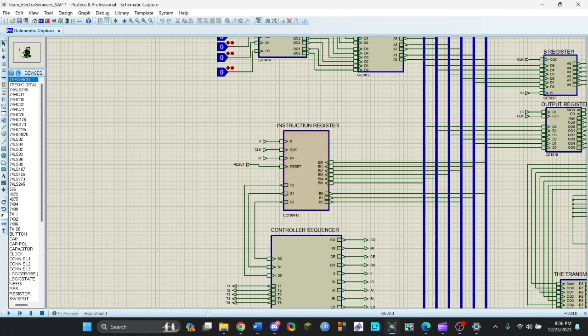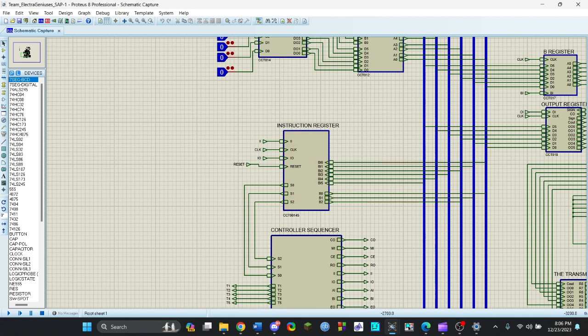We can see it has 6 inputs and 6 outputs, and 3 input bits move to the control sequencer. These are the 3 input bits that directly move to the control sequencer, and the rest of the 3 bits are passed to the bus memory.